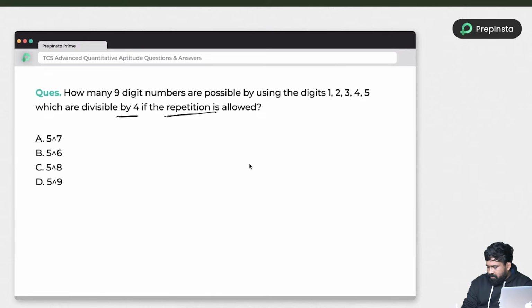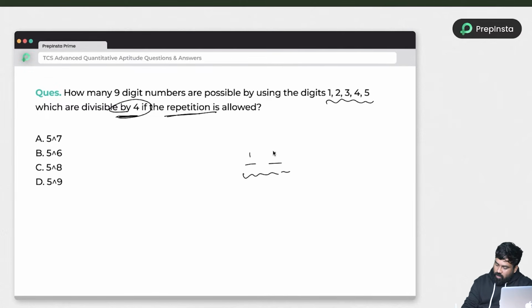So let's look at here. The 4 divisibility rule is, if the last 2 digits are divisible by 4, then the total number is divisible by 4. This is the logic we know, right? So let's create the last 2 digits which are divisible by 4 by using these digits.